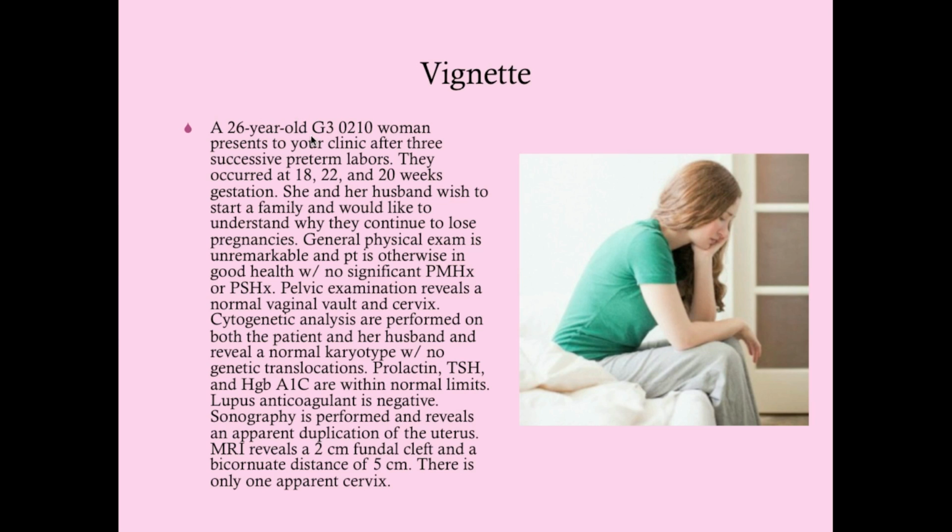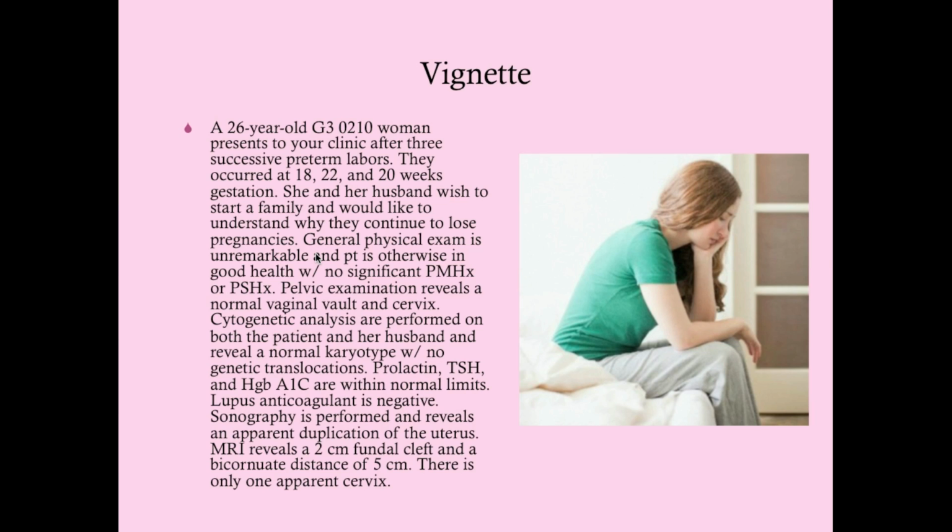Note that in her obstetric history, you see that she's had 3 pregnancies. None of them have gone to term. 2 have been preterm deliveries. 1 has been a spontaneous abortion, meaning before 20 weeks. And she has 0 children living, of course. Her preterm labors and spontaneous abortions occurred at 18, 22, and 20 weeks gestation. She and her husband wish to start a family and would like to understand why they continue to lose pregnancies.